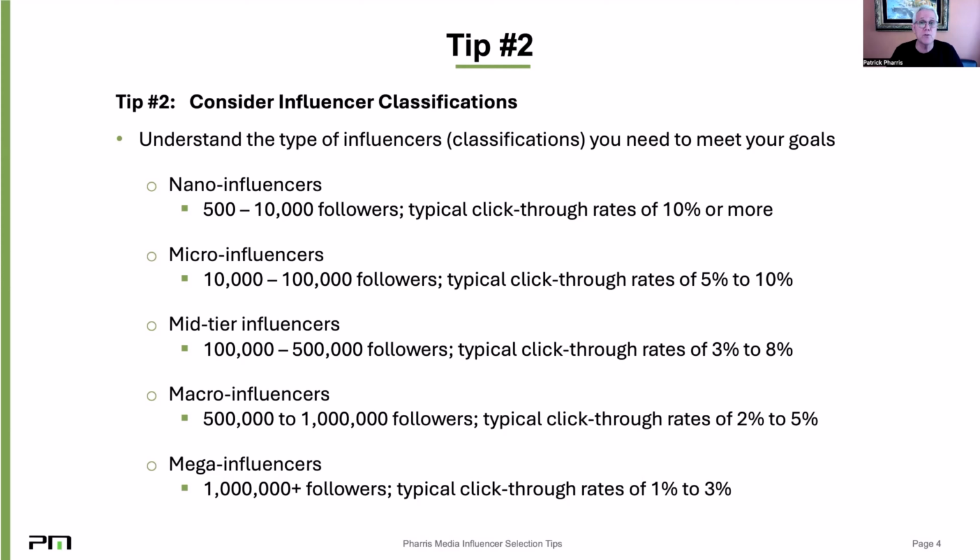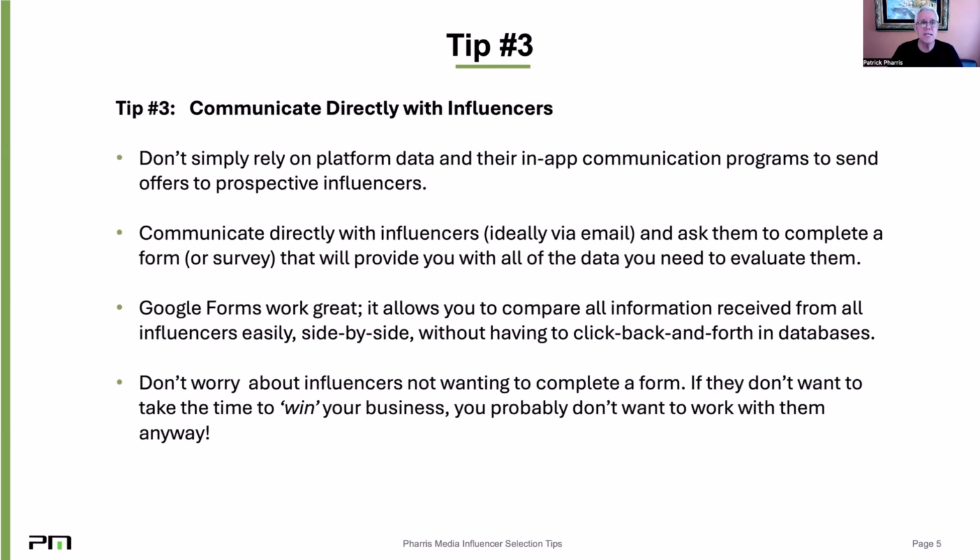Then macro influencers, 500,000 to 1 million followers. Typical click-through rates for them drop quite a bit, from 2% to 5%. And then the mega influencers, those who have more than 1 million followers, it's 1% to 3%. So you can do the math and figure out which kind of influencers you want. Remember, those nano and micro influencers are great for really niche topics.